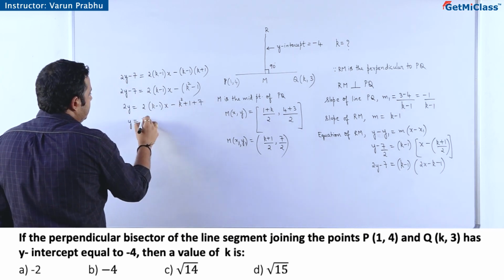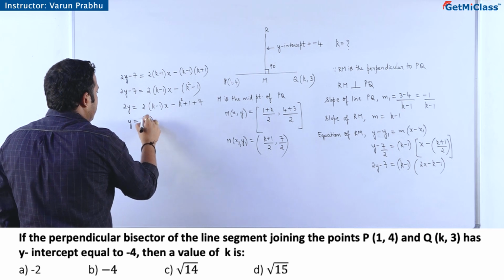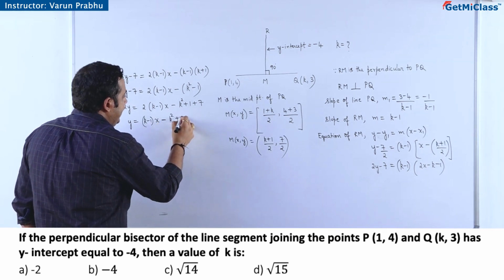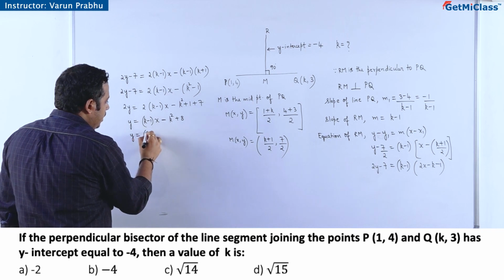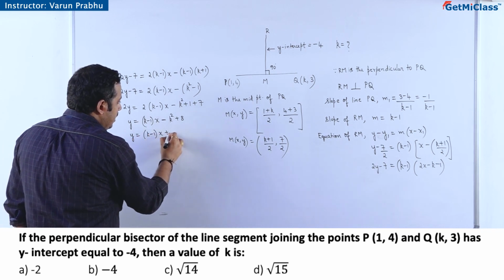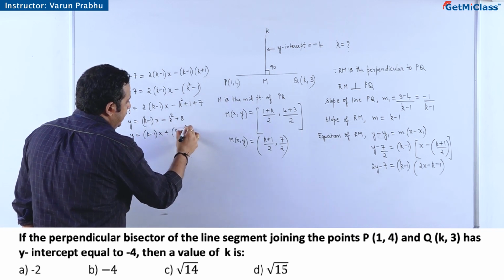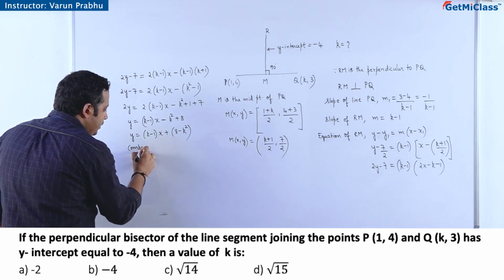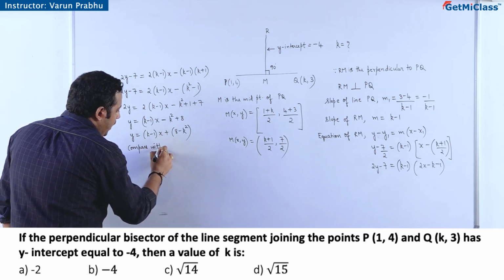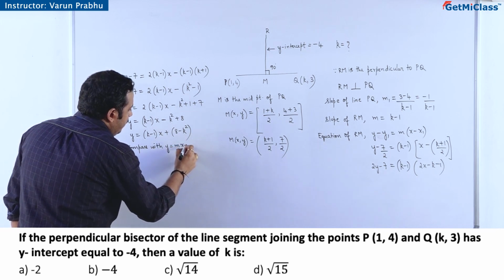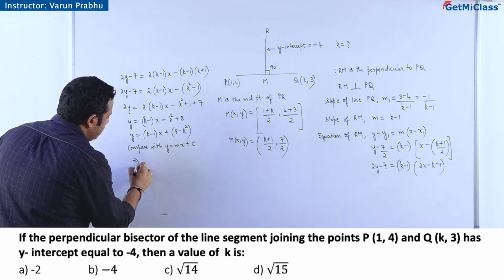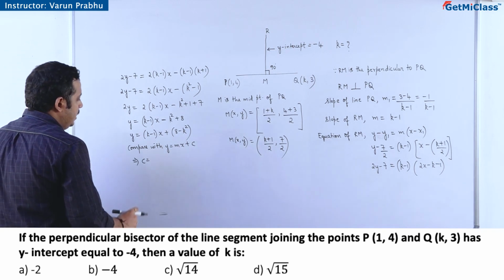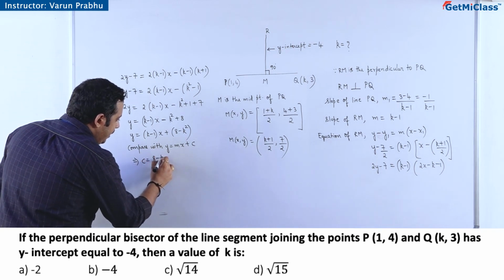So I can say y is equal to (k minus 1) times x minus (k square plus 8), okay? I can write it like this: plus 8 minus k square, correct? Now compare with y is equal to mx plus c, and you'll get the answer to the question. This implies that c is equal to 8 minus k square.